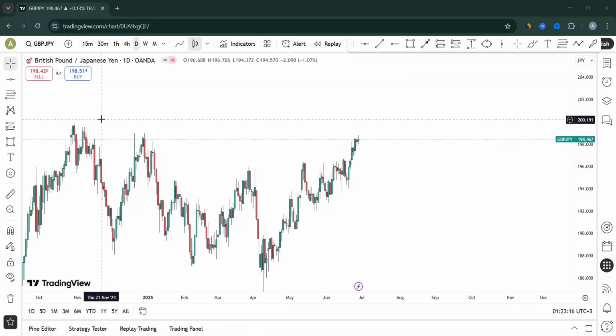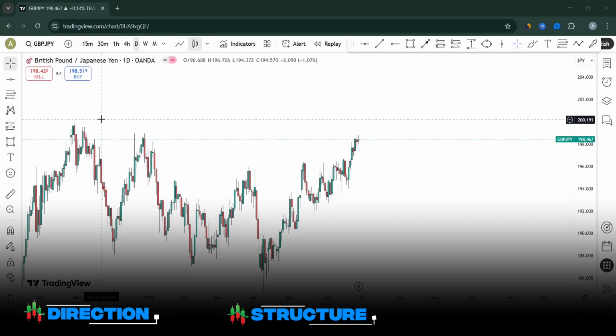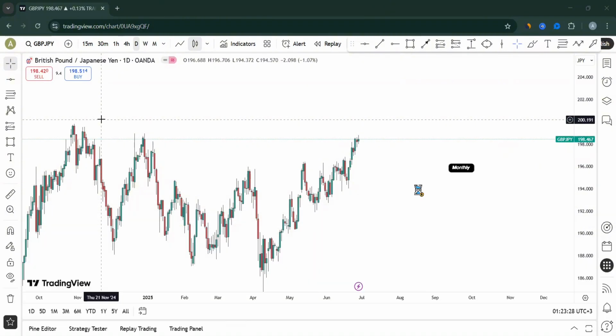Our approach is very simple. We start from getting a direction, we get a structure, and then we get our entry. Okay, at least you must have a minimum of 3 time frames. Now, for us, we use monthly, weekly, and daily.